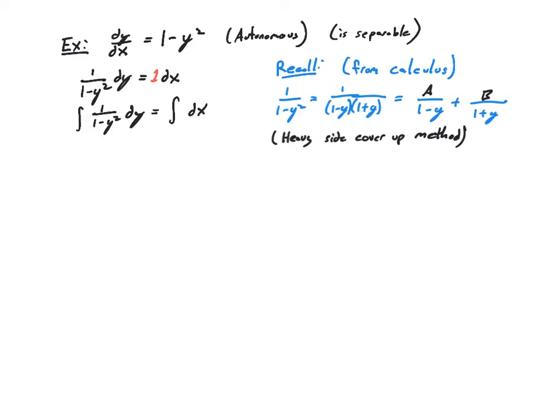It's going to be kind of hard to do since I can't quite cover things with what I have. Alright, so let's see how the Heaviside cover-up method actually works, just really quickly. The first thing is, I'm going to make a little box here so I can cover stuff up. The way it works is, if I want to solve for A, I look at the denominator. When is the denominator equal to 0? The denominator is equal to 0 when y is equal to 1. And then I can just literally cover up the 1 minus y, because that's the one I have over here.